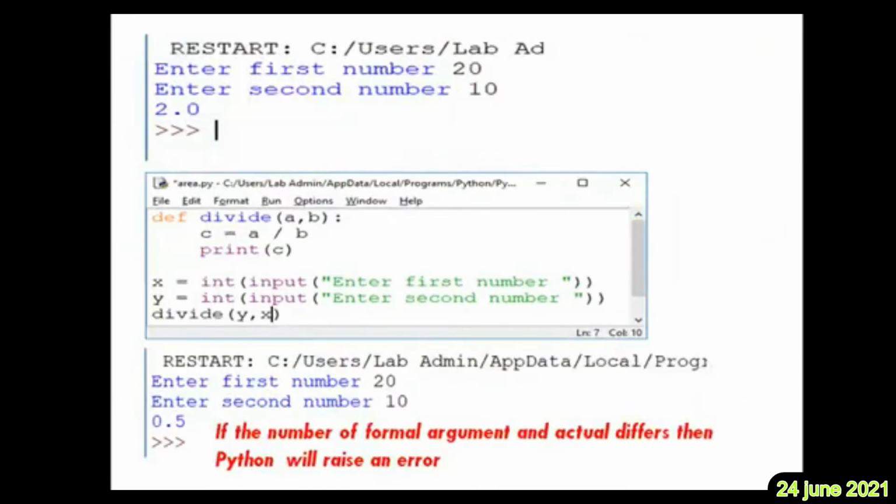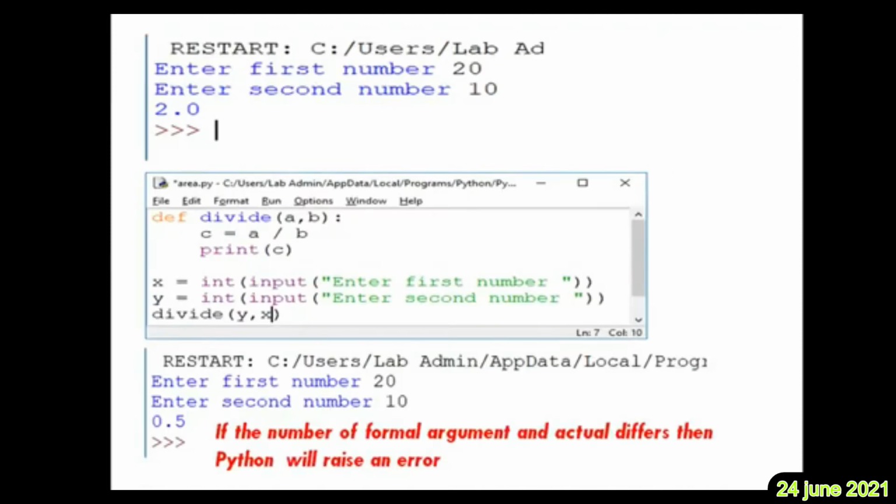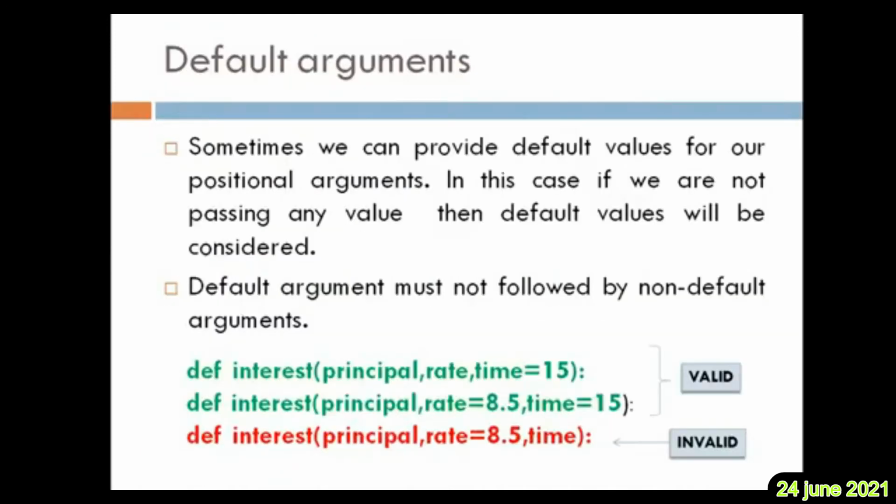Function, this is positional arguments. Positional arguments, x and y are passed to A and B. Default arguments you can give here. Rules also you should know: a non-default value should not come after a default value.